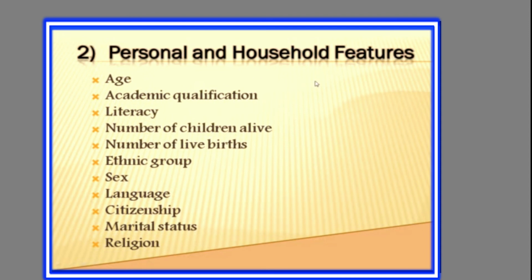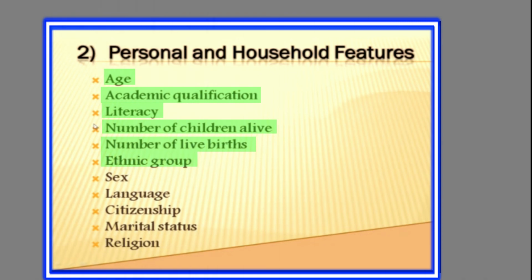Personal and household features. Age: what's my age? Academic qualification: what's my academic qualification? Literacy: what's my literacy level? Number of children alive means the children who are living. What's the number of children alive in my family? Number of live births. Live birth means the children who are born alive. What's the number of live births in my family? It's because after the live birth people may die, and then they are not children alive.